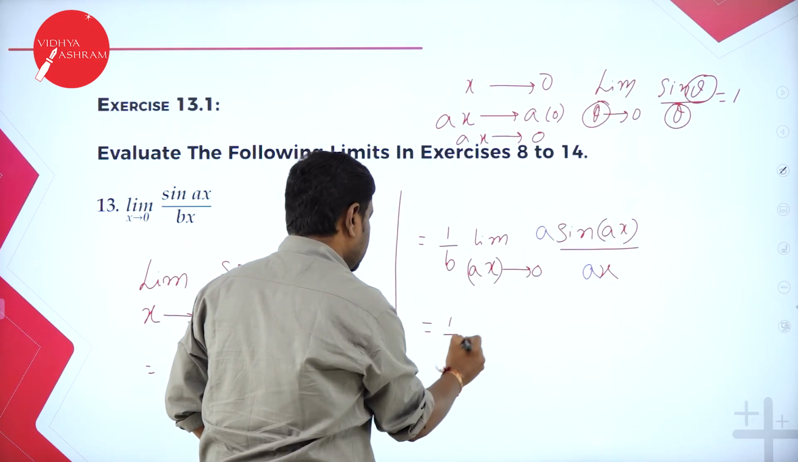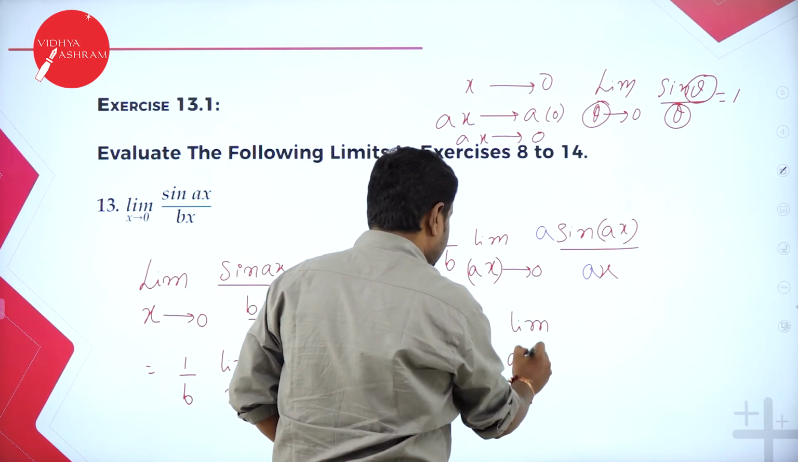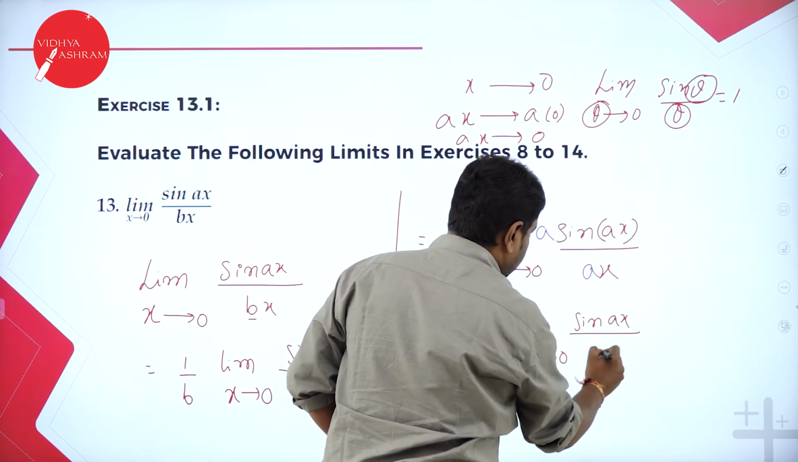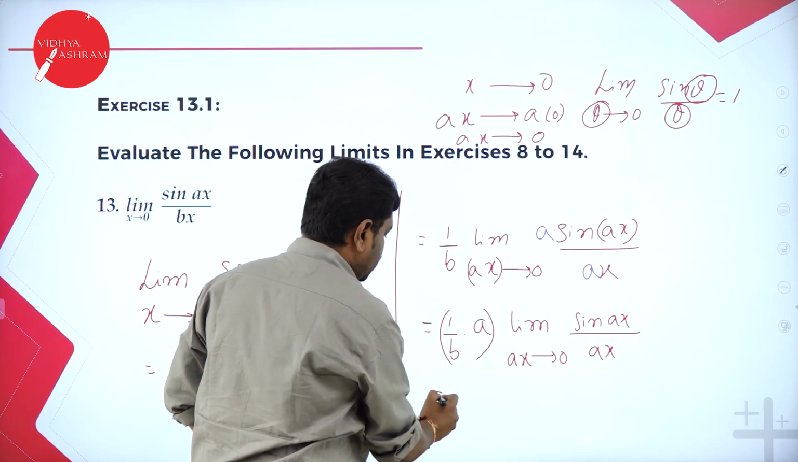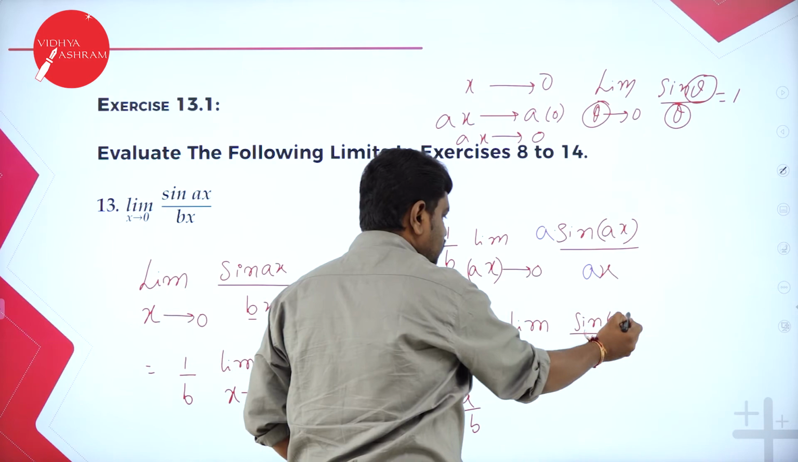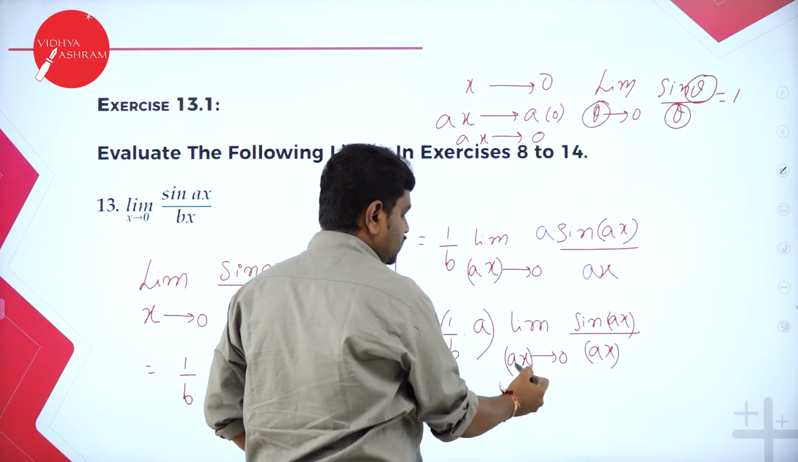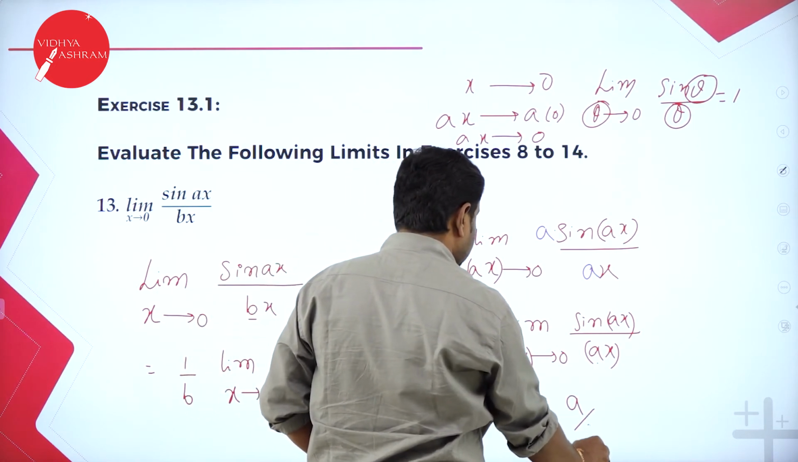1 by b is already there. Into a, you take it out, and now I am left with limit ax tends to 0 sin ax divided by ax. This numerator a, I took it out because it's a constant. So a by b. Now you can see this is theta, this is theta, this is theta. Limit theta tends to 0 sin theta by theta means this and this are the same and it's tending to 0, so it is 1. So a by b into 1 is a by b.